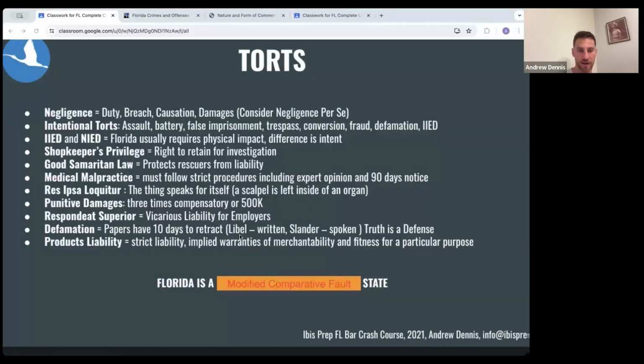And then, of course, I modified this PowerPoint to say that Florida is a modified comparative fault state, meaning that anyone over 50% at fault is barred from recovery.